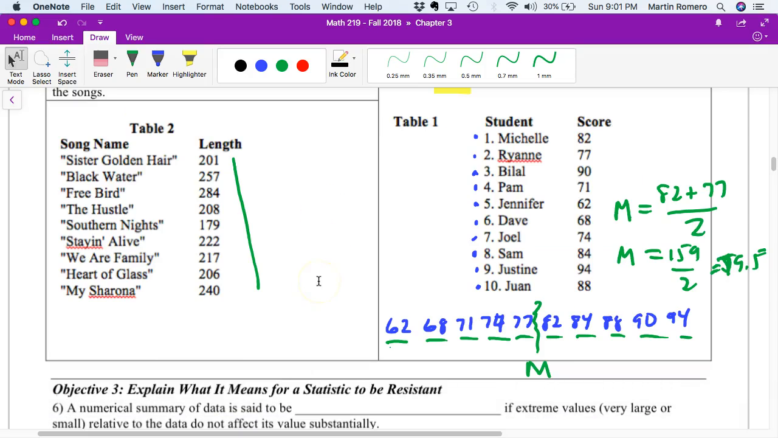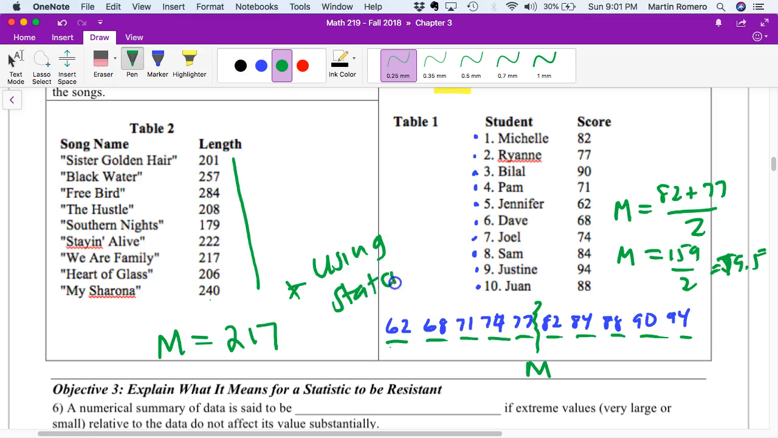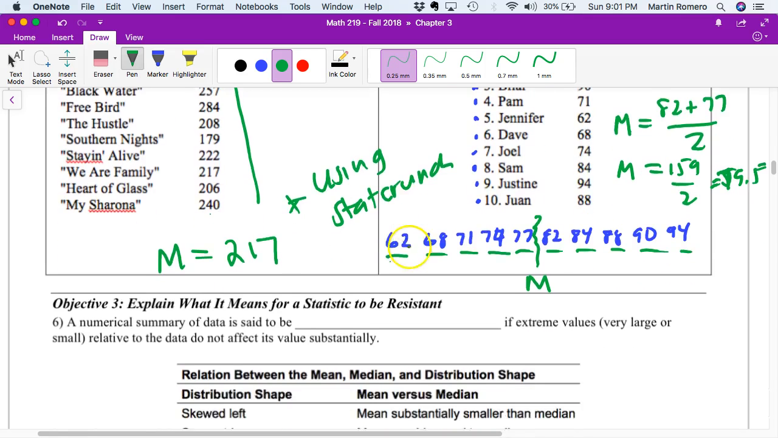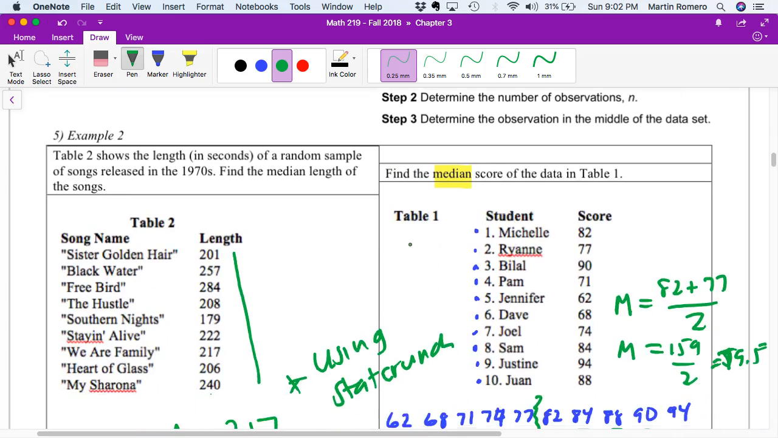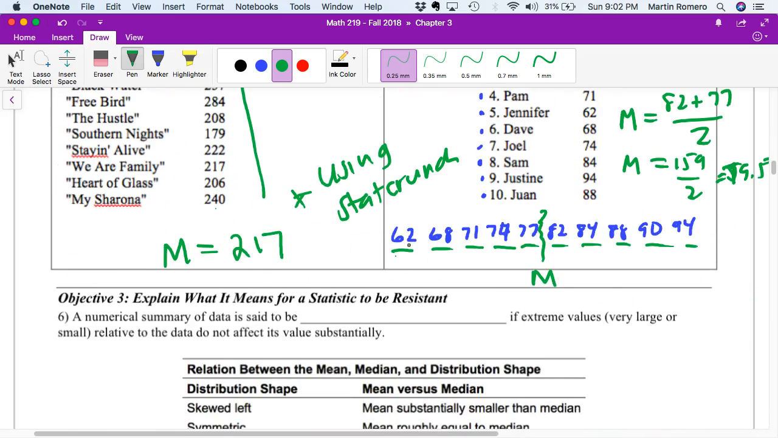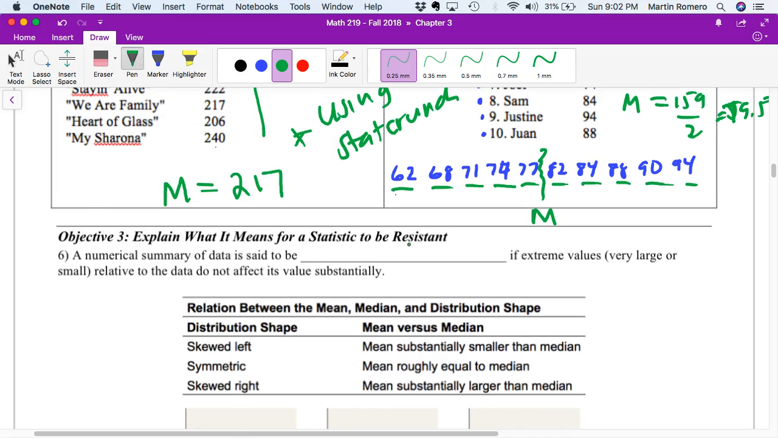You can play the video again and do that again here. The median is 217, and this was using StatCrunch to get the medians, which we'll be doing. Okay, so the median is something you've done by hand before, and you know what it means. It's the middle value. You have some extra homework on that to practice.